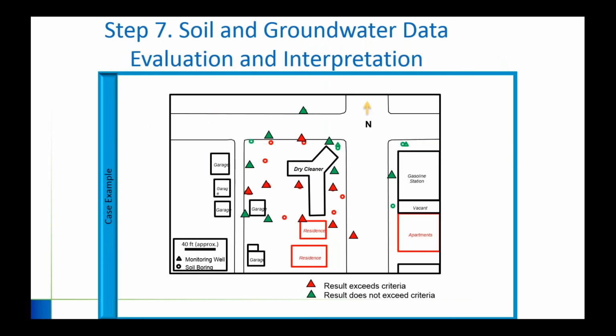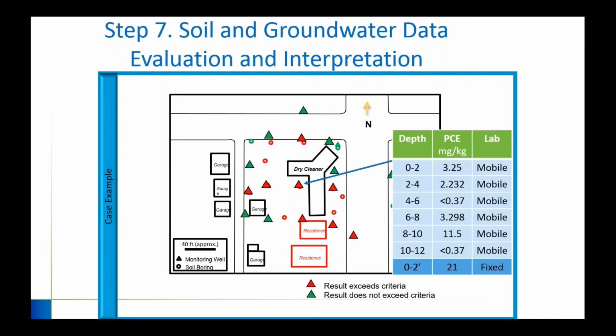So back to the dry cleaner example. This is a quick visual summary of what they found when they implemented the investigation that I set up this morning. The red are greater than and the green are less than. The triangles are groundwater samples, and the circles are soil borings. This is an example of one of the vertical profiles of soil data that they got. Going down, in this case, they determined that sampling every 2 feet represented all the transitions in stratigraphy. So that's the interval that they went with.